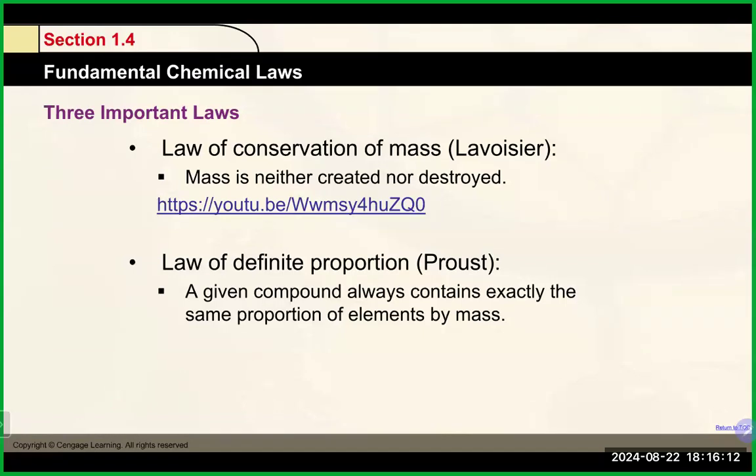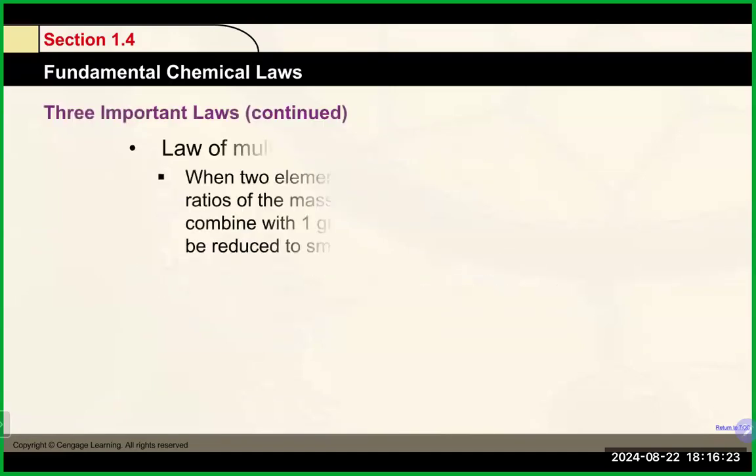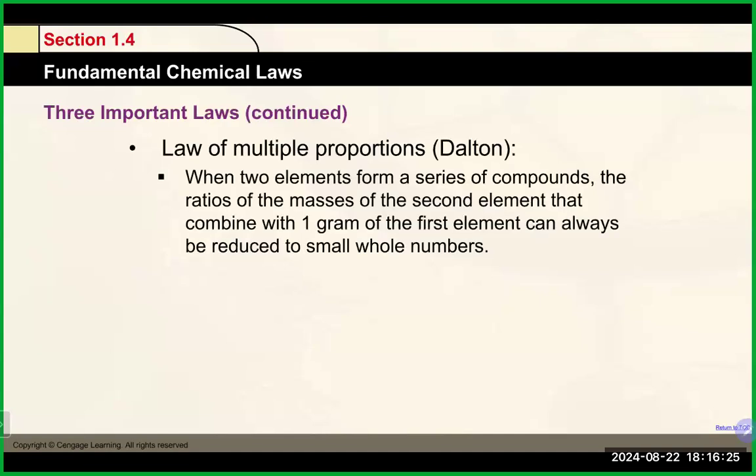Things like water are always 2 hydrogens and 1 oxygen. And again, you can figure out how many grams, for example, of oxygen there are per hydrogen or hydrogen per oxygen. And also the idea of the law of multiple proportions says that when two elements form a series of compounds, the ratio of the masses of one of them to the second will always be reduced to a whole number.